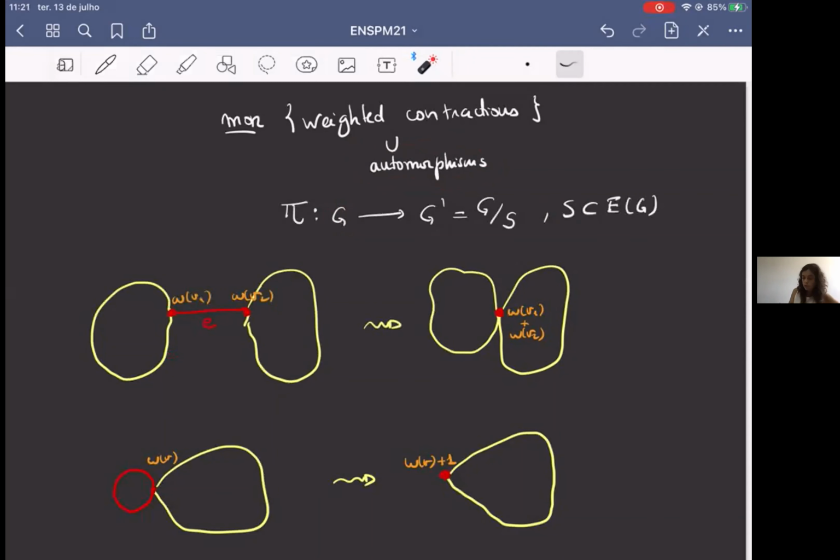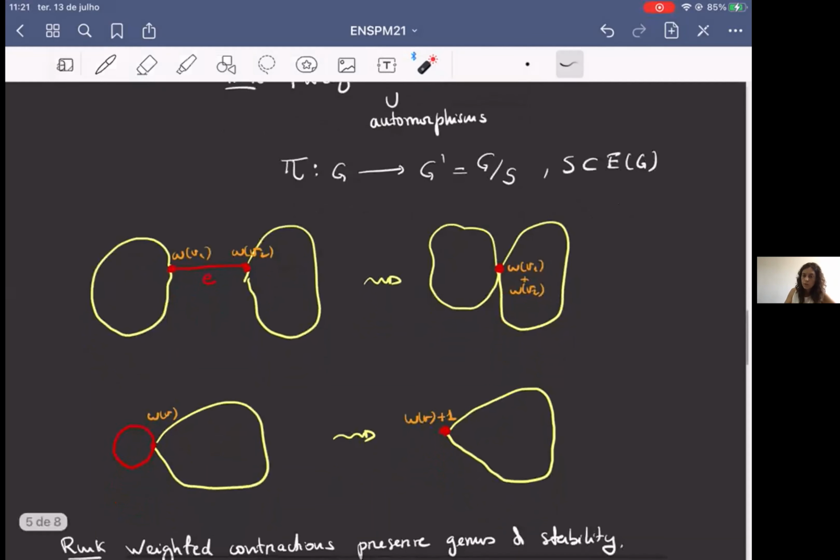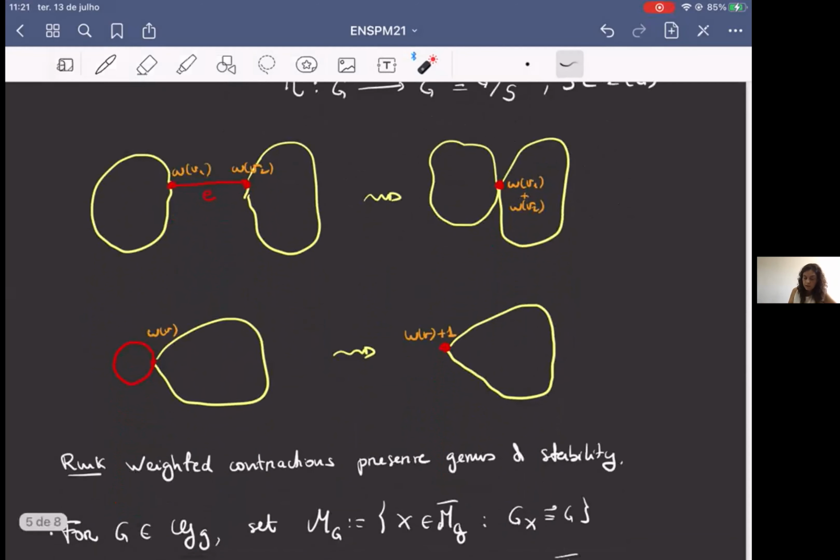But these contractions should preserve this rule, which is: if you have an edge connecting two vertices like this, the contraction, so contracting the edge into this vertex, should sum in the end the weights of the vertices where this edge E is incident. And if you are contracting a loop, then the weight of the image vertex should be increased by 1. So with this rule, you see very easily that these contractions will preserve genus and stability.